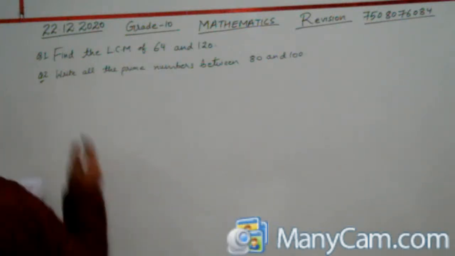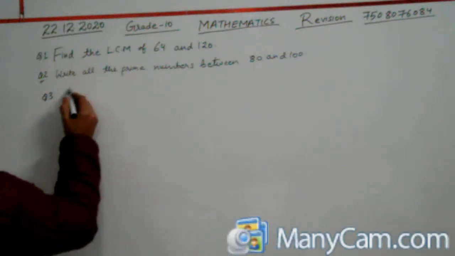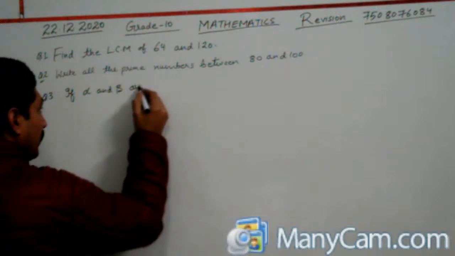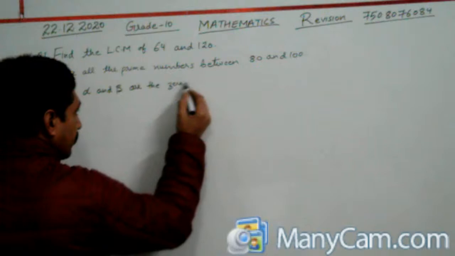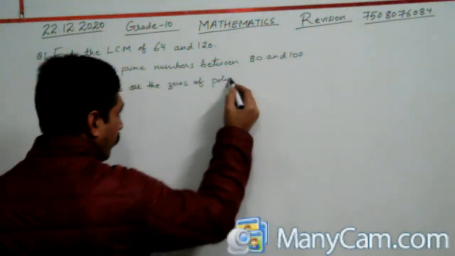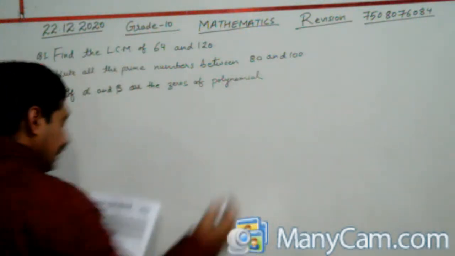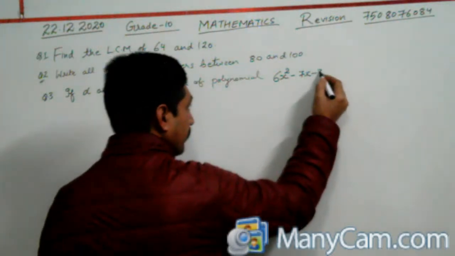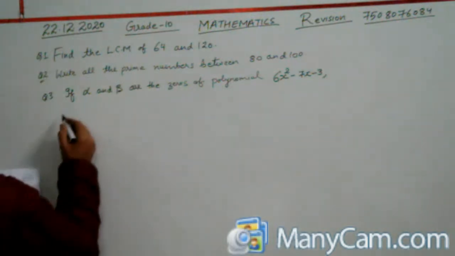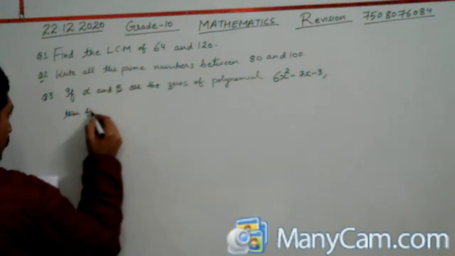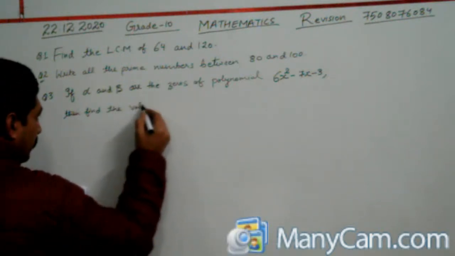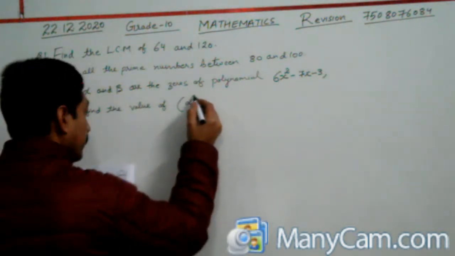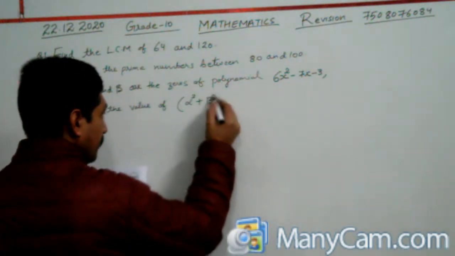Next question, question number 3. If alpha and beta are the zeros of the polynomial 6x squared minus 7x minus 3, then find the value of alpha squared plus beta squared.